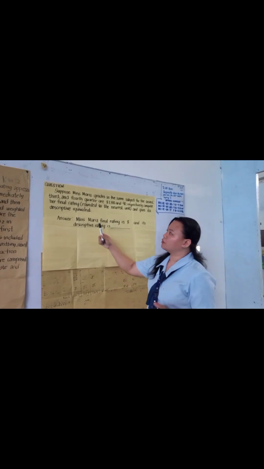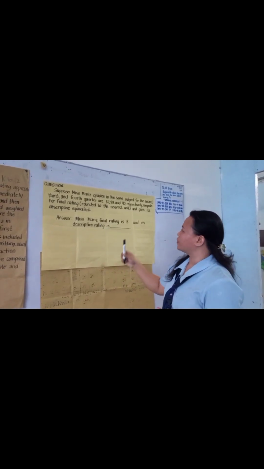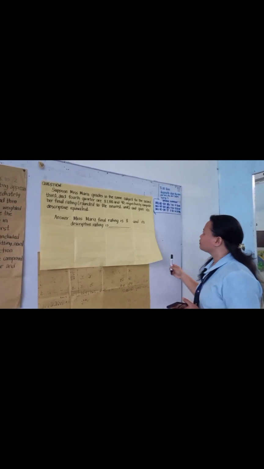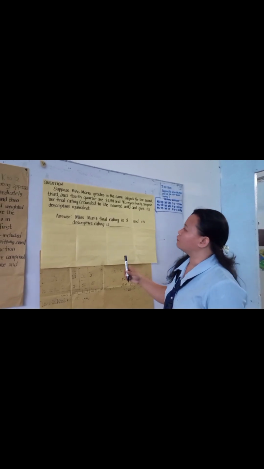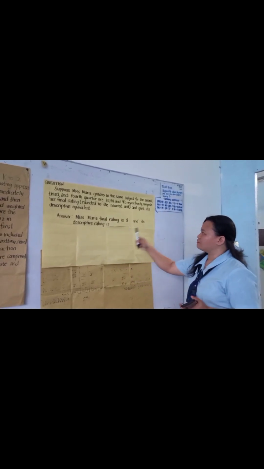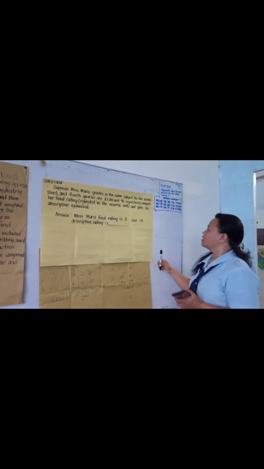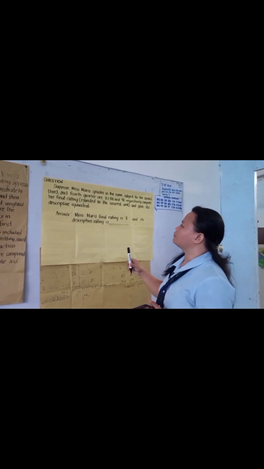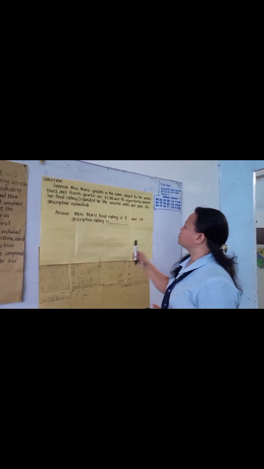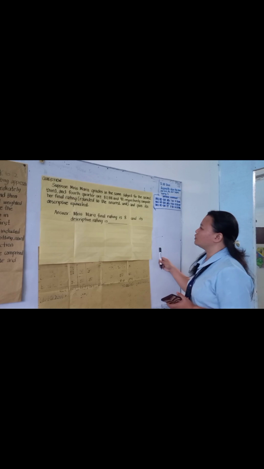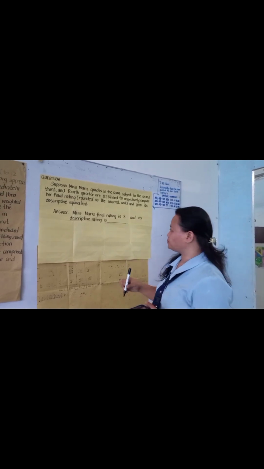Moving on, we have a question here: suppose Miss Marie's grades in the same subject for the second, third, and fourth quarter are 87, 88, and 90 respectively. Compute her final rating rounded to the nearest unit and give its descriptive equivalent.